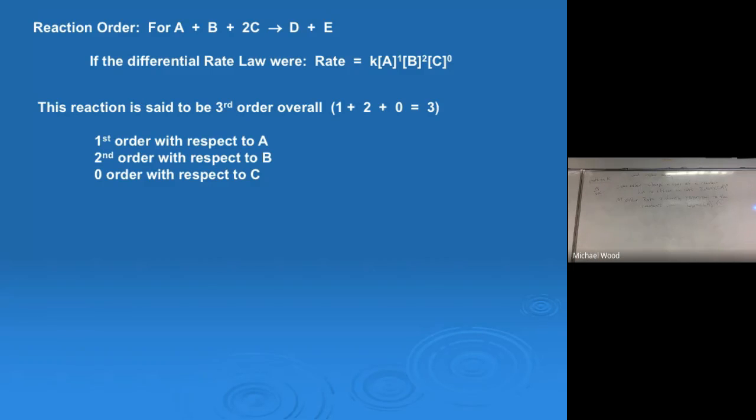And hopefully you guys can process the units here. If you think about this, if rate is molarity per second, and this is molarity, and I'm solving for K, molarity cancels out, and what I'm left with here is 1 over seconds. Sometimes that's written like this, seconds to the negative 1. So if it's first order, the units on the rate constant would be 1 over seconds.